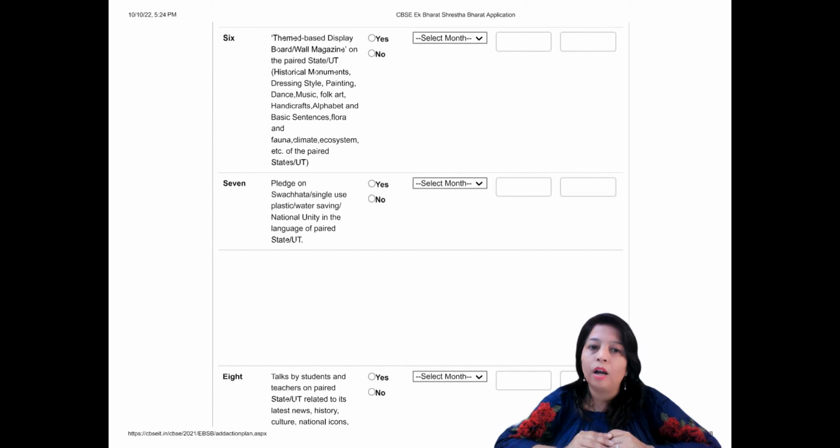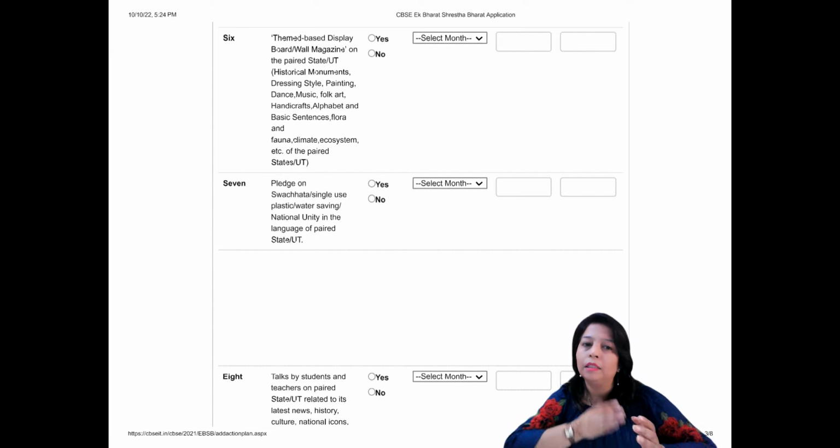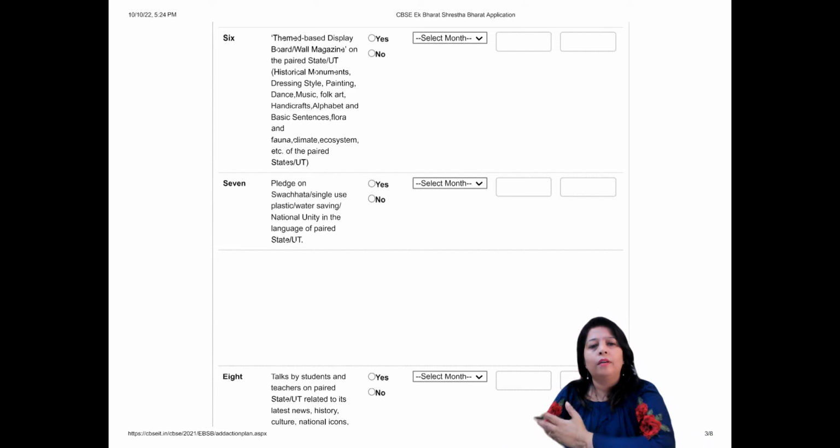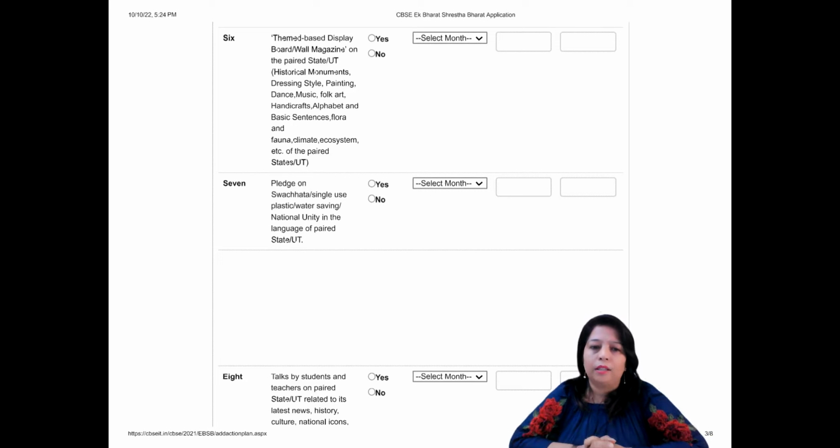Now, next is theme-based display board, wall magazine, on the paired state UTs, historical monuments, dressing style, painting, dance, music, folk art, handcrafts, alphabet, basic sentences, flora, fauna, climate, ecosystem, etc. of the paired state and the UTs. When we are talking about it, it comes usually history से related, हमारे sciences, flora, fauna से related, ecosystem, climate से related, मतलब sciences और social sciences के जो topics हैं उससे related theme based हम display boards बना सकते हैं बच्चों के साथ में. So accordingly you have to select the targeted group, the children. You see, if we start हमारे 6th standard, 5th standard onwards ये सारे chapters start हो जाते हैं बच्चों के, तो देख के you can go ahead with till 8th at least you can conduct such kinds of activities.